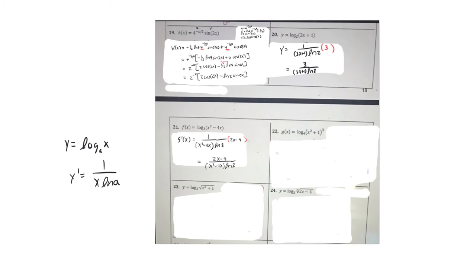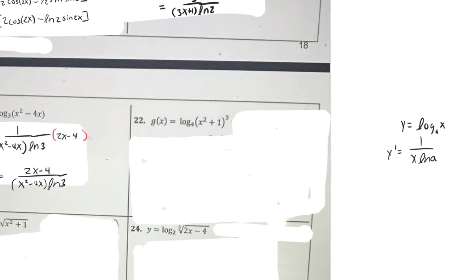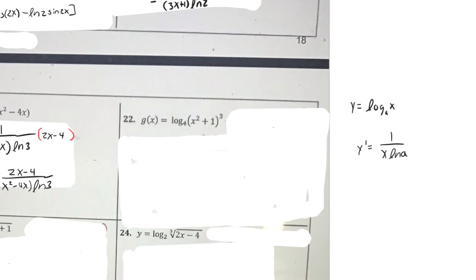Looking at the next one here, and we'll keep this as a reference. Right, so this one is, we could say, challenging in the sense that there's that exponent hovering above. I'm going to say let's bring it out front right away. That's going to make our lives easier probably. So we have 3 times log base 4 of x squared plus 1.